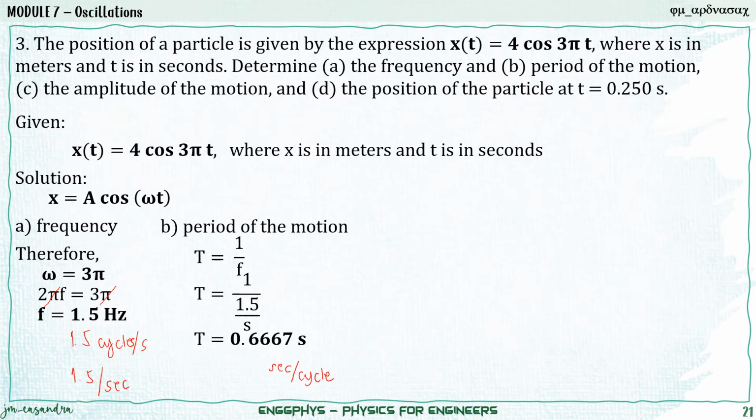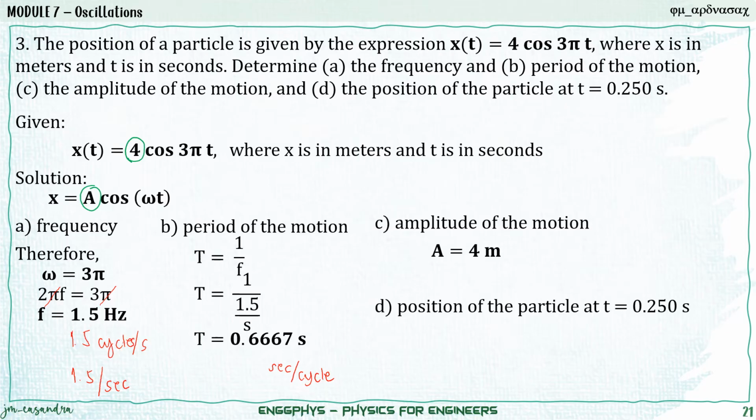Okay, next let's move to letter C, the amplitude of the motion. So for the amplitude, we'll just look at our equation. So we have here A, which is the amplitude. Okay, A here is also this one. So our amplitude is simply 4 meters.